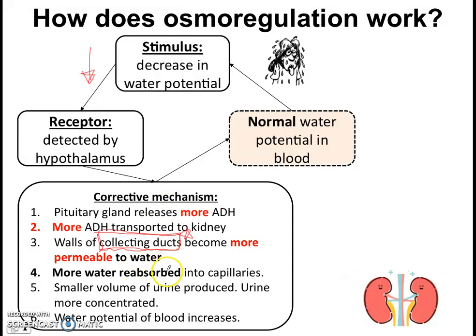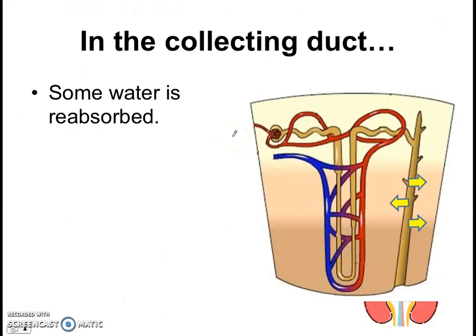So when more water is reabsorbed, the urine produced is less in volume and more concentrated, and the water potential of the blood will be increased and brought back to normal. Recall from the previous video on selective reabsorption that there was some water being reabsorbed at the collecting duct. Well, ADH acts on the collecting duct. If there's more ADH, the collecting duct becomes more permeable to water, so more water is reabsorbed. If there's less ADH, then the collecting duct becomes less permeable to water and less water is reabsorbed.